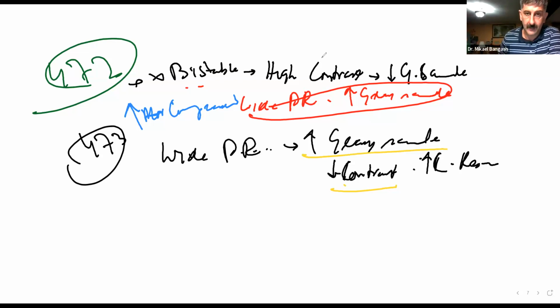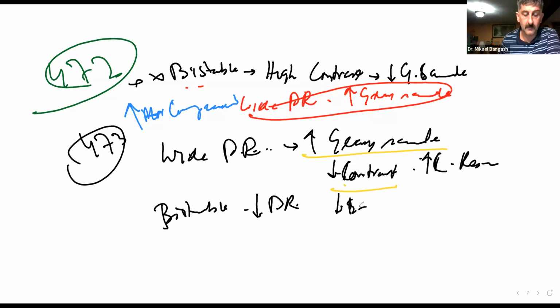Last is bistable. Now that doesn't make sense, because bistable is going to be, forget about a wide range, forget about a grayscale, forget about the lowest contrast and best contrast resolution. Bistable is everything that's opposite to all of these. So that's a low dynamic range, a low grayscale, or the lowest grayscale, greatest contrast, and we can say it's the poorest contrast resolution.